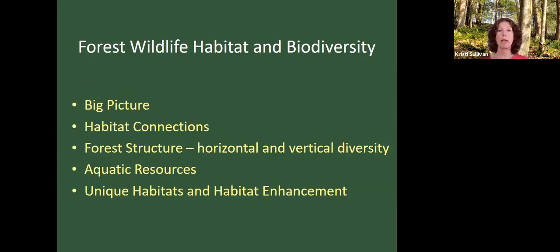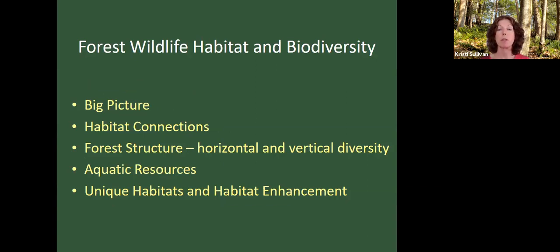So what I want to cover today is an overview of forest, wildlife habitat, and biodiversity. I want to talk about the big picture, how you can think about your property or any given piece of property or forest in the context of the surrounding landscape. I want to talk about habitat connections and the importance of keeping connections among forest parcels.